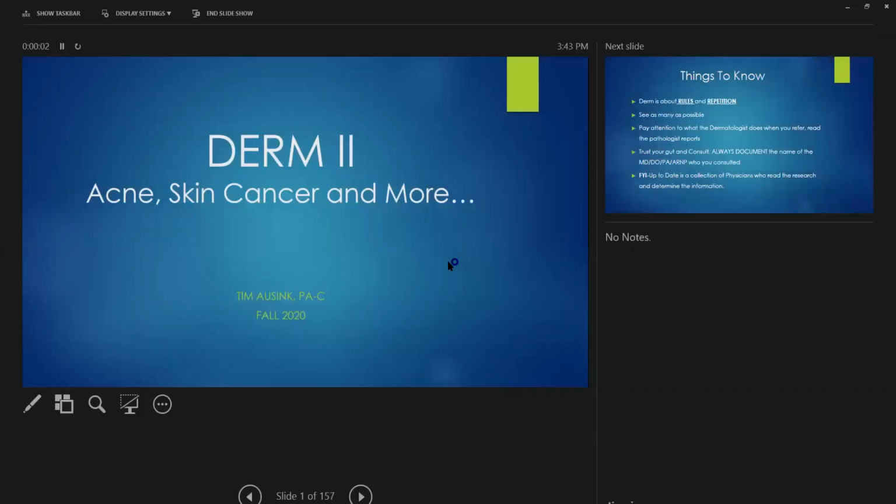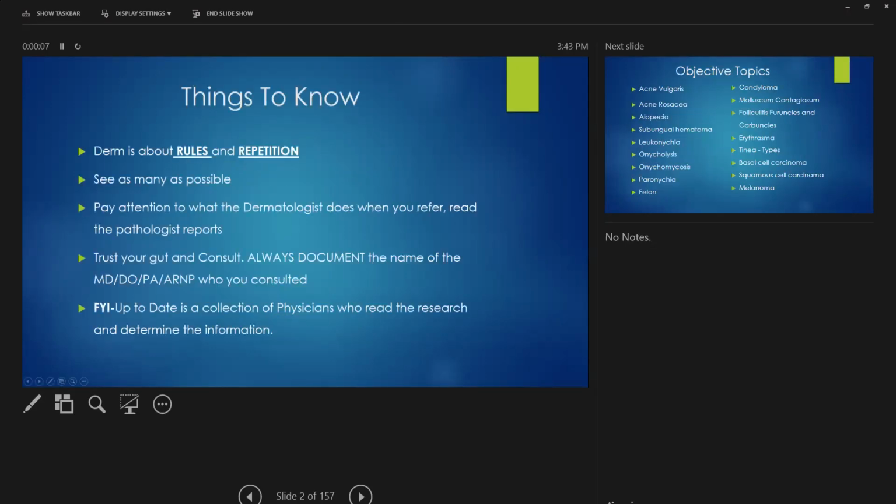All right, so Derm 2. Things to know about dermatology. Well, derm is about rules and repetition. A lot of times in dermatology, you're describing various lesions, so you want to be able to follow a certain criteria that you use each time so that you don't miss things. You also want to see as many rashes and lesions as possible, particularly while you're a student. The more you see, the more you'll learn.